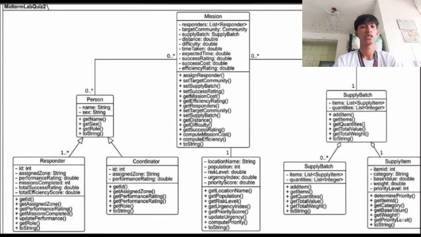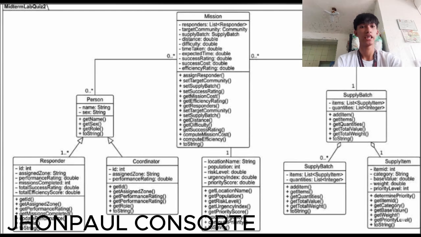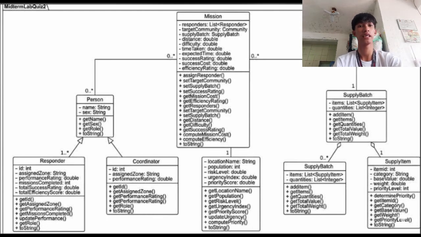Hello everyone, my name is John Paul Consorte from 2CSA, and now I'm going to explain the UML class diagram for the program. So first, as you can see, each box represents a class, which is a template for creating objects. Then the mission, which is the central controller, orchestrates the entire operation by linking people, places, and supplies. The person, abstract base, is a general category for humans in the system. It holds common data like name and sex.